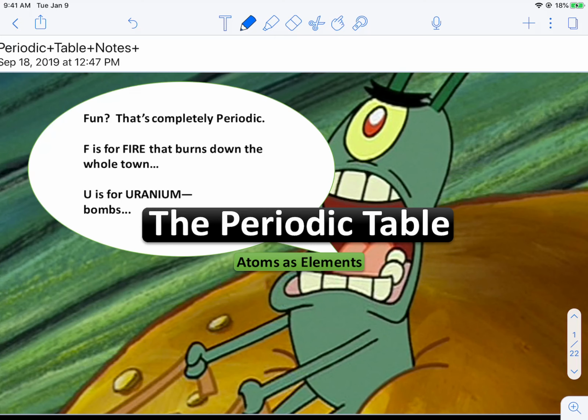It is time for the periodic table. So we have done atoms, we have done isotopes, we have done protons, neutrons, electrons. So how are all these different elements organized? This is where the periodic table comes in.